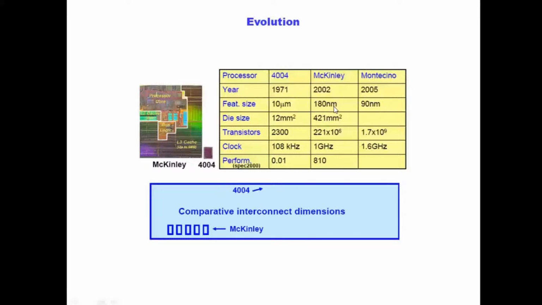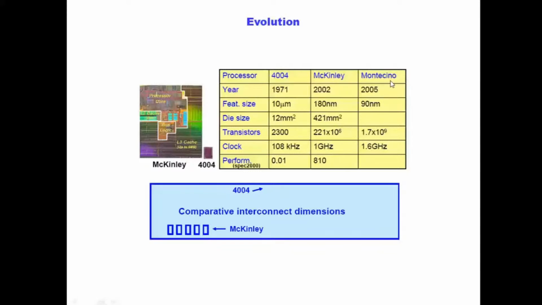Then the processor codename McKinley was manufactured in 2002. The feature size was 180 nanometer. Die size was 421 mm square. It had 221 into 10 raised to the power of 6 transistors on the chip and worked at 1 GHz.